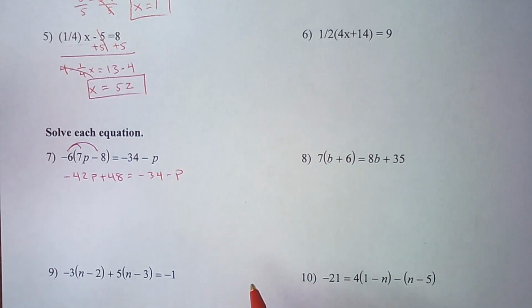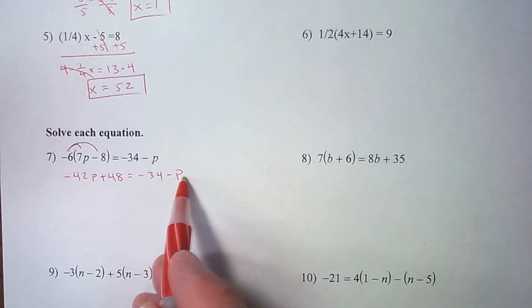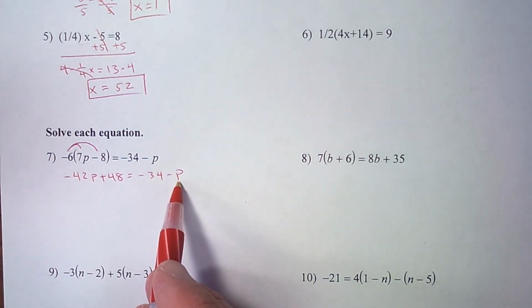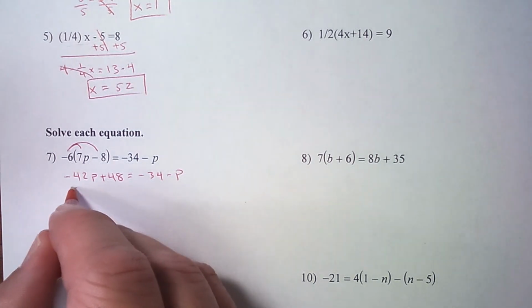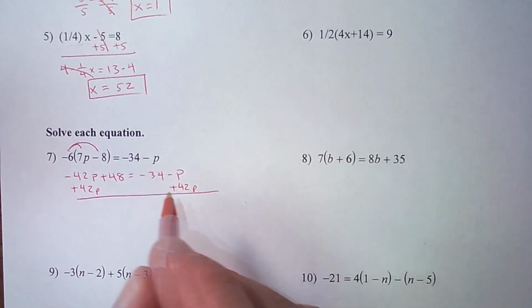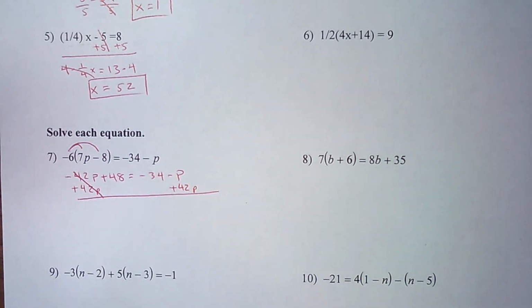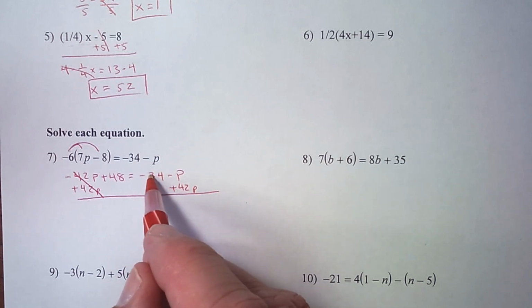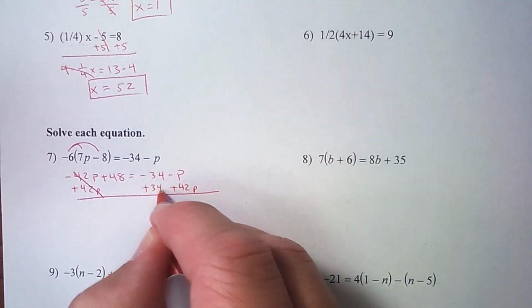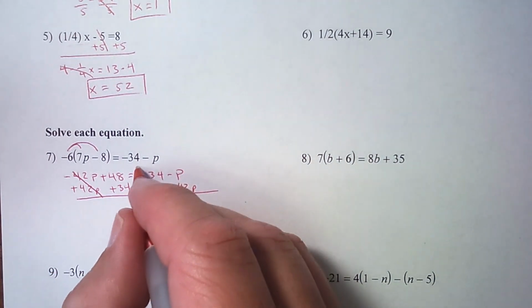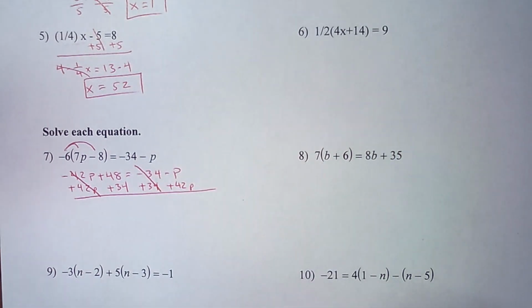Okay, next we want to get the p's on the same side. Let's move that negative 42p over here so we get a positive value. So we'll do plus 42p on both sides. That's going to cancel out there. Now I can do two things in one step here. Since I moved the variable to the right, how about I take this constant and move it to the left by doing plus 34. Okay, so now that negative 34 and positive 34 have canceled.